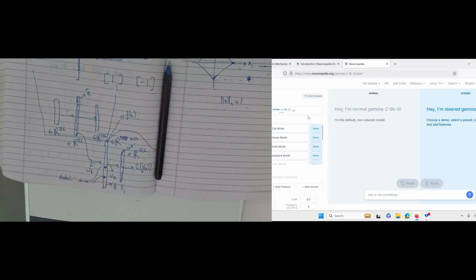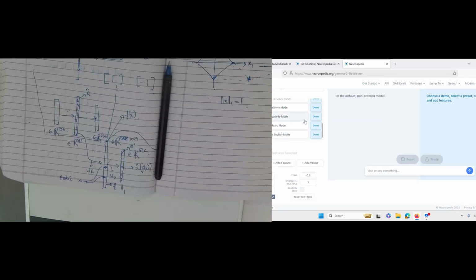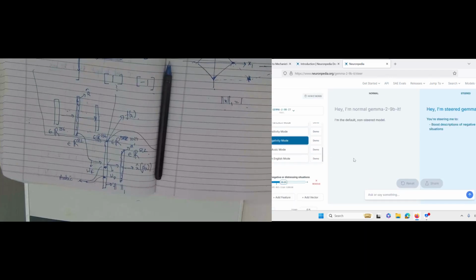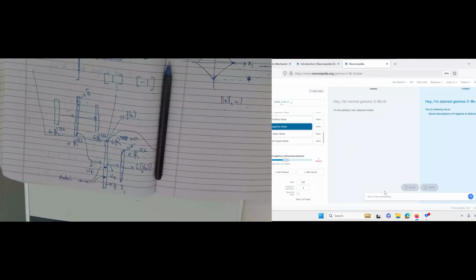Okay, wonderful. So here's an example of just steering a model using an autoencoder. We have a Gemma 2B 9 billion parameter model that we want to steer, and we have a couple of examples that we can use. So let's go for which one? Negativity mode. Sure. Yeah. I did a similar experiment to this with some manual parameters earlier today. It's very fun.